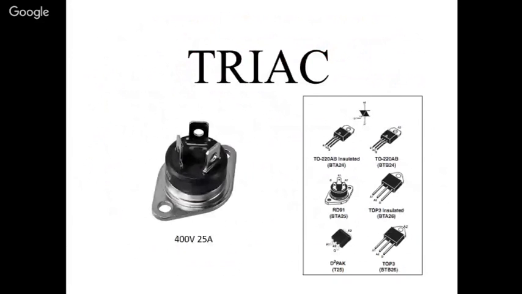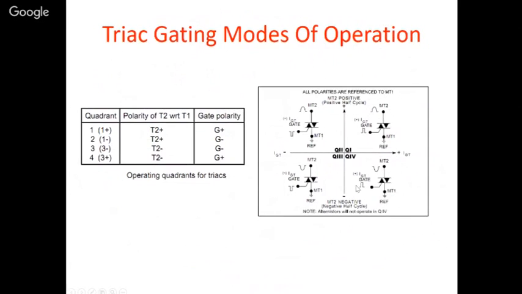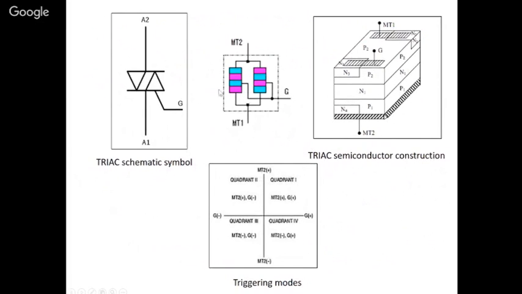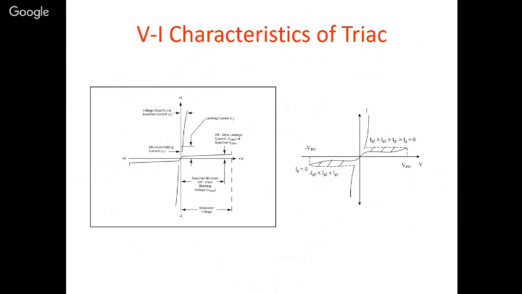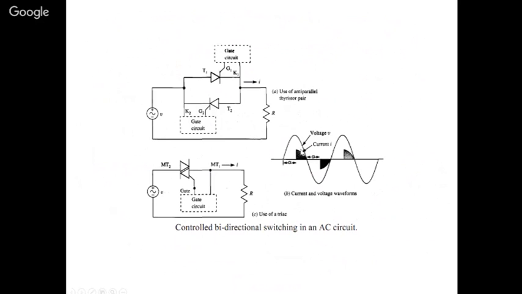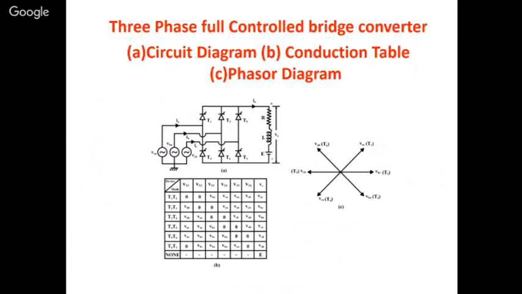These are the different commutations. Then the Triac, as I already told you, is similar to two thyristors connected anti-parallel. It can be operated in all four quadrants, and this is the characteristic of the thyristor. And as I already told you, it can be controlled in both the positive half cycle and the negative half cycle. So now we are mainly going into the three-phase fully controlled bridge converter.